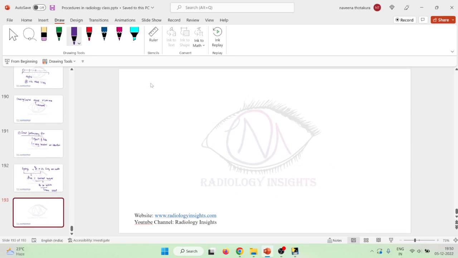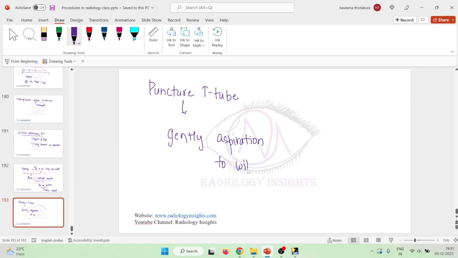Then you will have to puncture the T-tube. You can either puncture the T-tube, or you can attach this needle at the end of the syringe to the end of the T-tube. Either way it is okay. Then after attaching to the T-tube, you will have to gently aspirate the fluid from the T-tube to withdraw the bubbles. To prevent the bubbles, you will have to aspirate. Then you will have to inject the contrast.